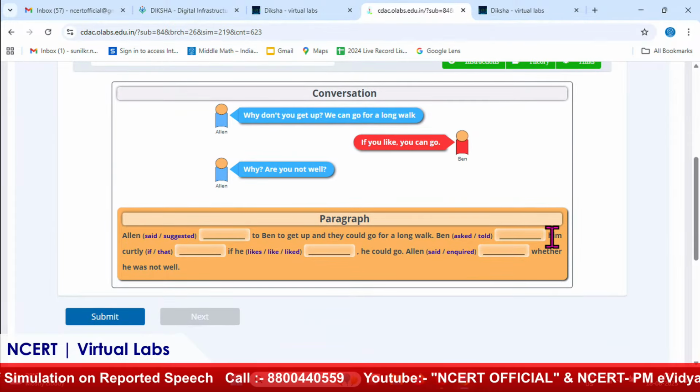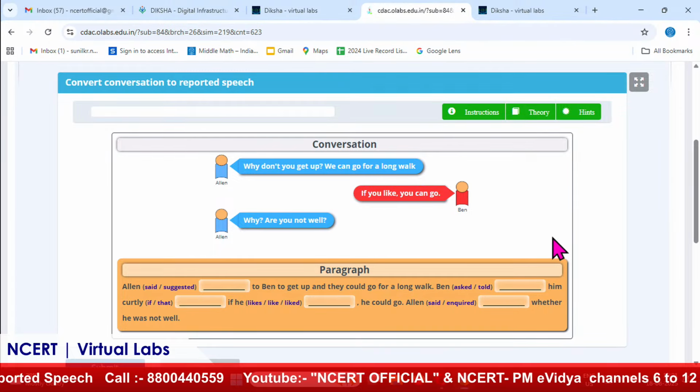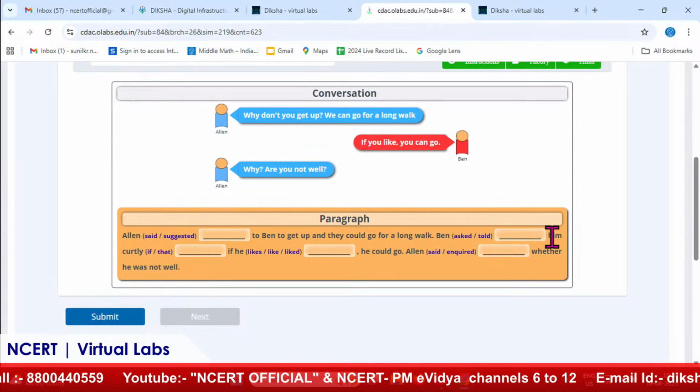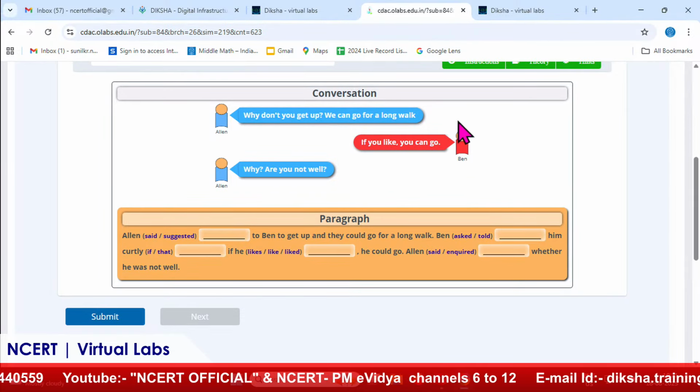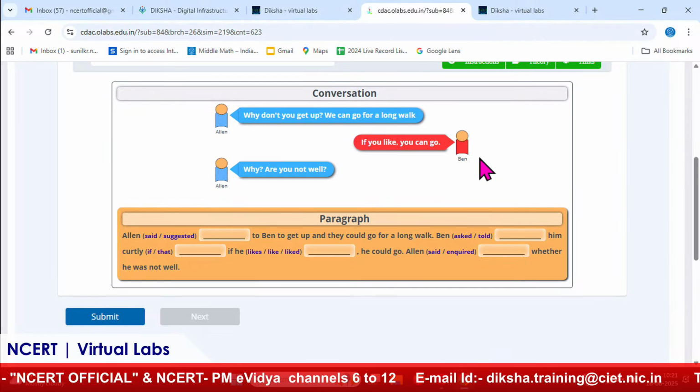Convert conversation to reported speech. So there's a conversation between Alan and Ben, as you can see. Alan is saying, "Why don't you get up, we can go for a long walk." Ben says, "If you like, I can go."